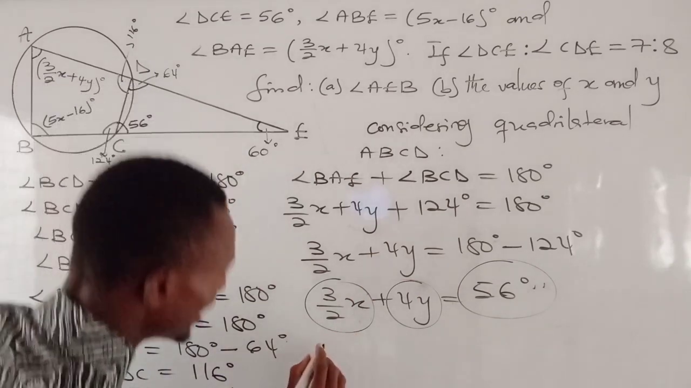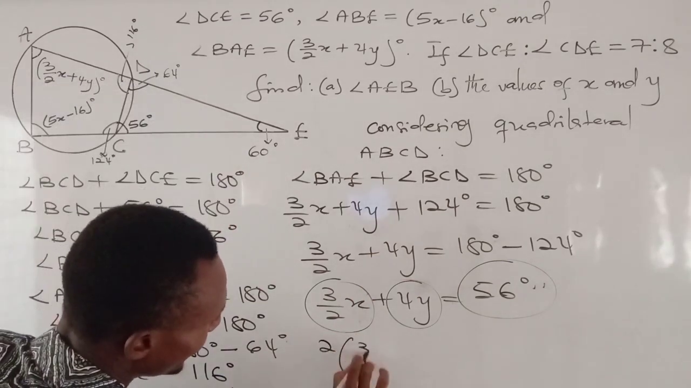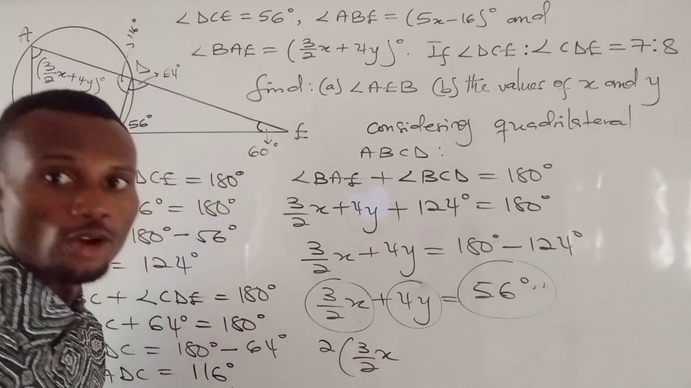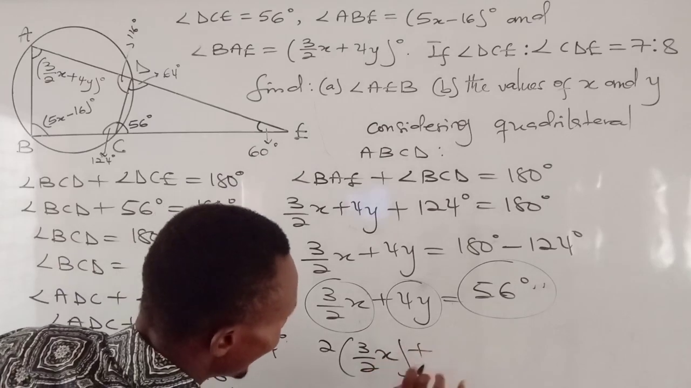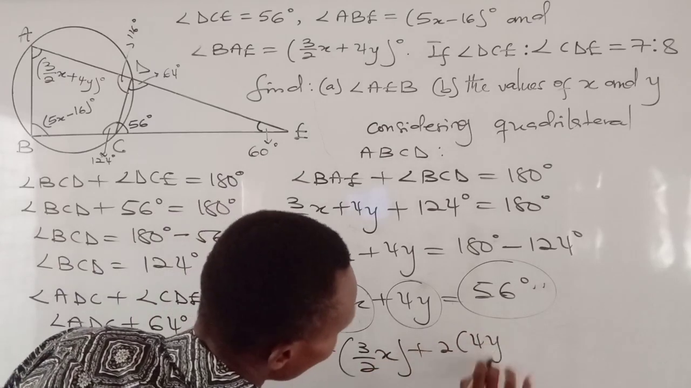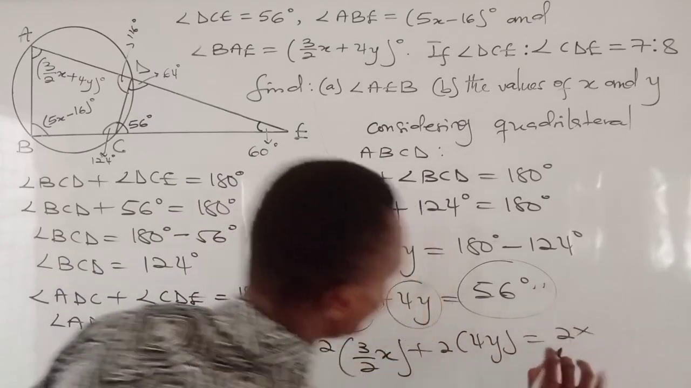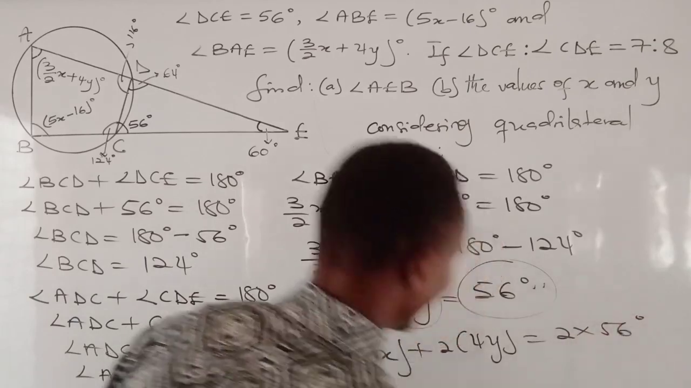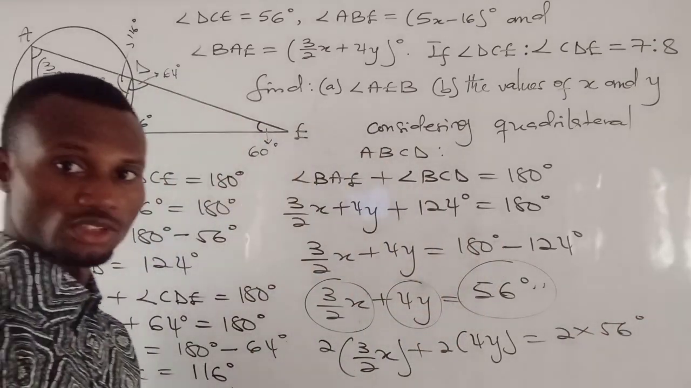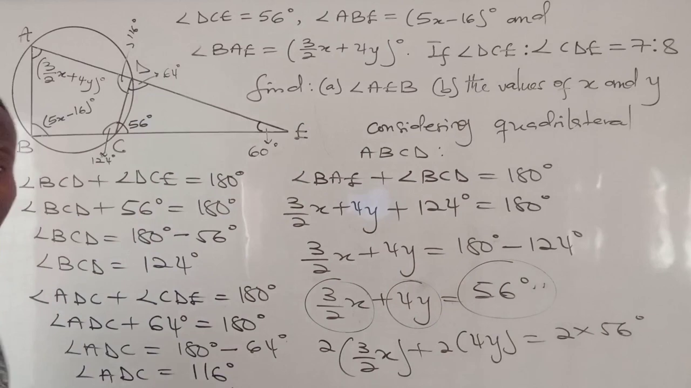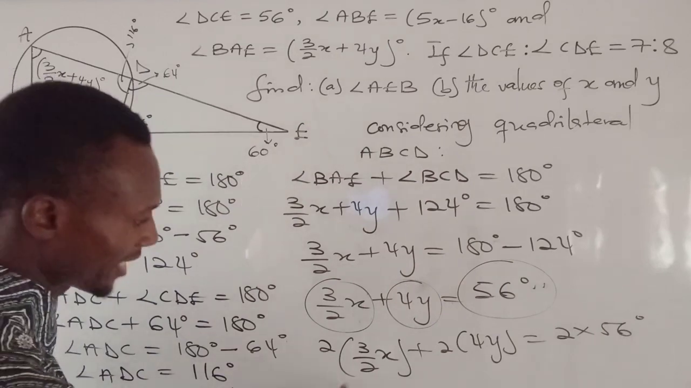So let's go ahead. I'm going to have 2 times 3/2 x, plus 2 times 4y equals 2 times 56 degrees. I hope you understand up to this point. Now let's go ahead and do some simplification.